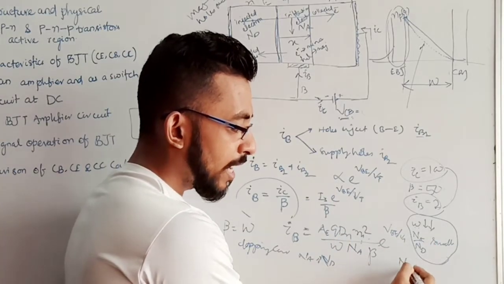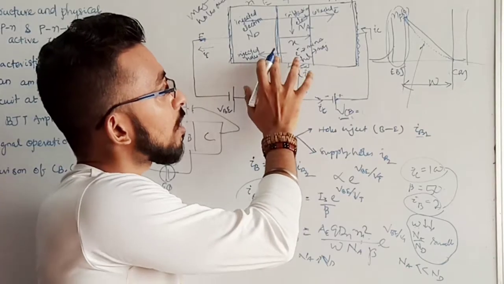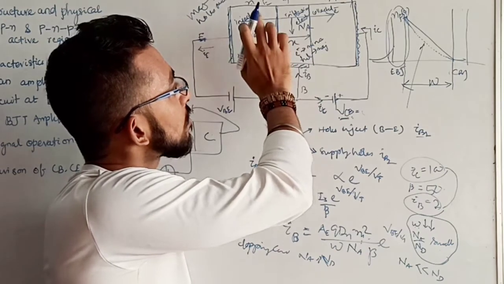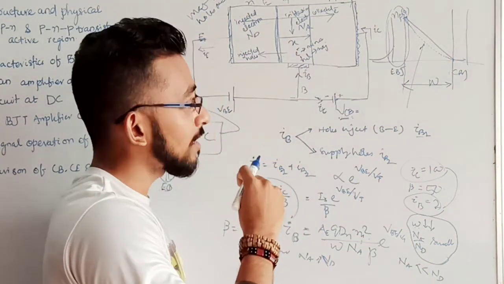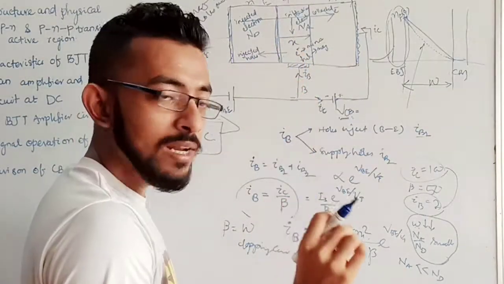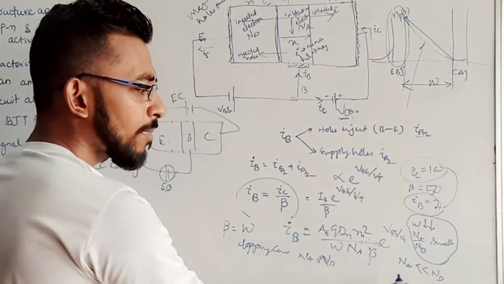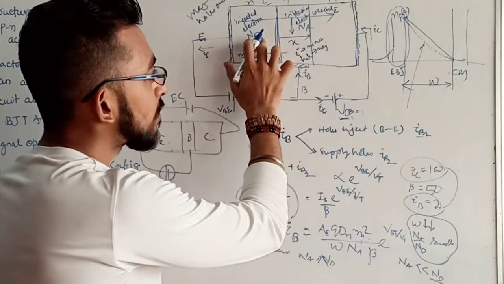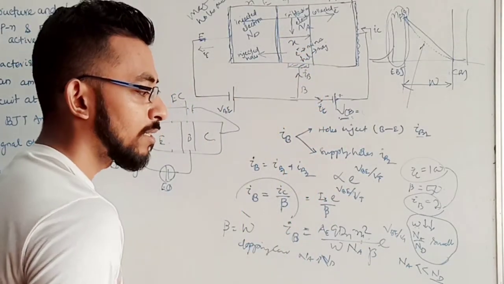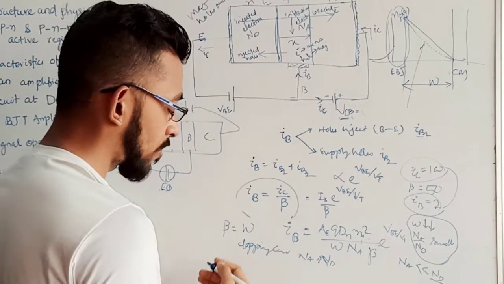It means my Na value should be smaller than Nd. It means the doping concentration of this base region should be less, and the doping concentration of this N side should be very high. Also I told in the last video that the doping concentration of the emitter should be high, the doping concentration of the base should be very less, and the doping concentration of the collector should be moderate range. That's why my Nd value should be very high, this doping concentration should be very less, and also this width will be less. If this condition is satisfied, then my beta value will be very high.